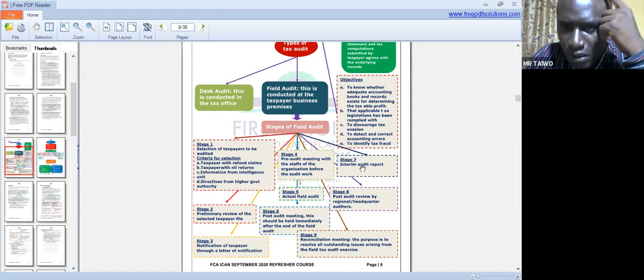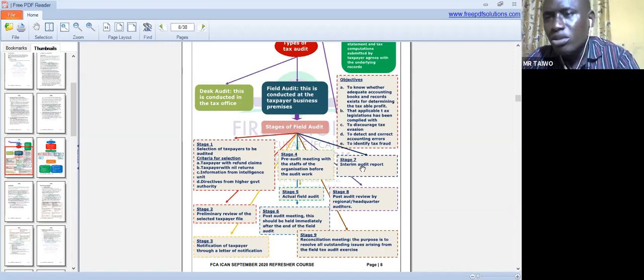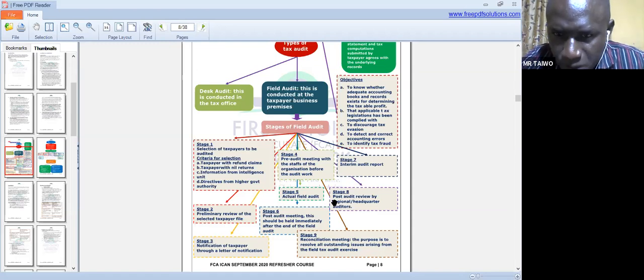Now, if they pass it to them, what will they do? They will look into the details of that audit, into what you have done and what they have done. They are the ones that will make a position of how much tax is going to be added, or the additional assessment that's going to be levied on the company based on the findings submitted to them via the report. That is the post-audit review by regional headquarter auditors.